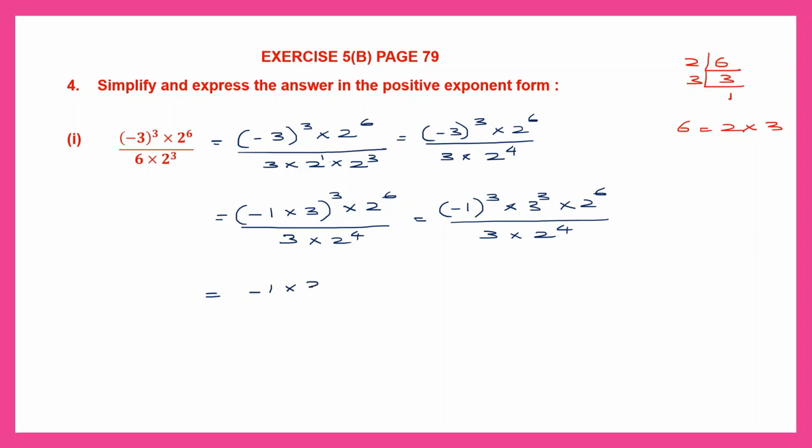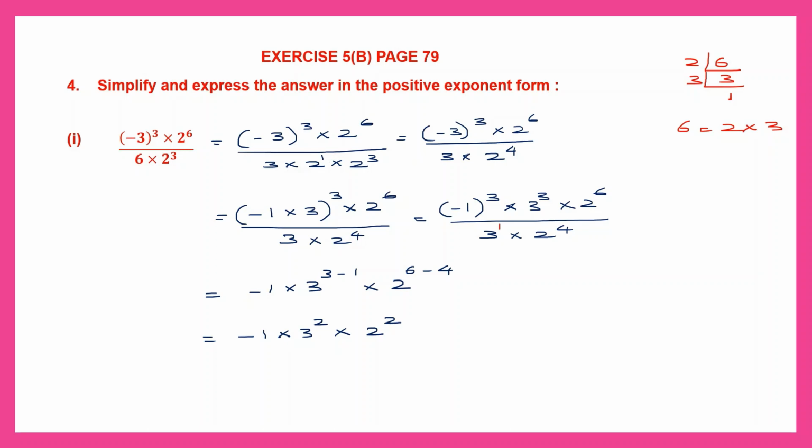Then into 3 to the power of, now here we have 3^3 divided by 3^1. So in division, we subtract the powers. So this will be 3^(3-1). And then let's take 2. We have 2^6 divided by 2^4. So we subtract the powers, 6 minus 4. So we don't have anything in the denominator. We have taken it all up. So now what do we have here? Minus 1 into 3^(3-1) is 3^2 into 2^(6-4) is 2^2. 6 minus 4 is 2.